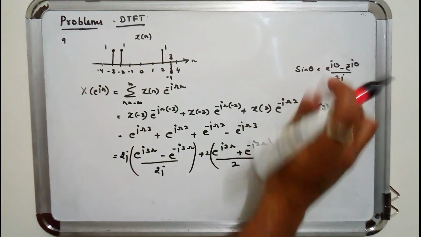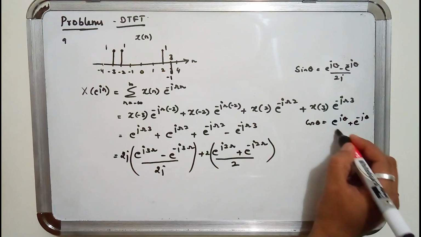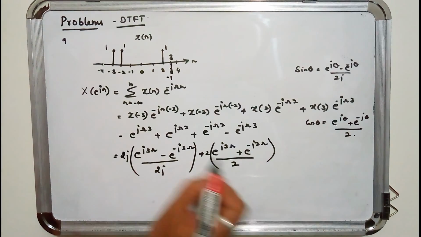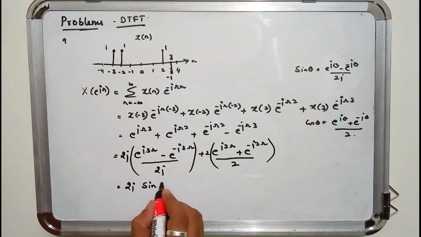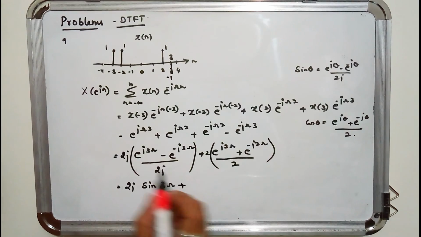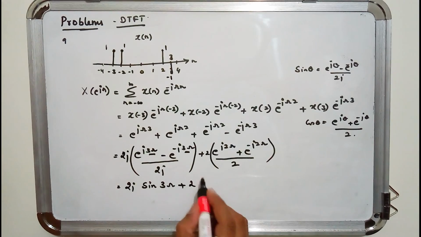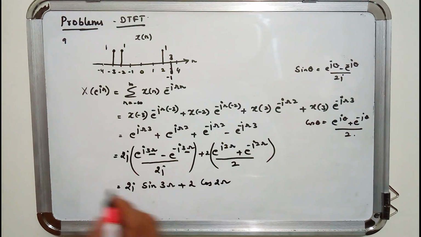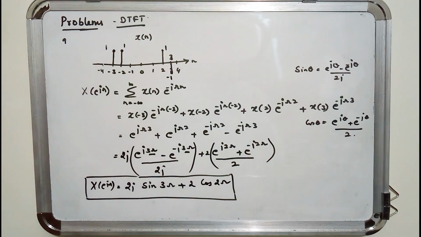Because you have a negative sign in sine theta, whereas in cos theta it is e power j theta plus e power minus j theta by 2. That is why I multiplied and divided by 2 here. So what I will get is 2j into sin 3 omega plus 2 into cos 2 omega, because j theta is 3 omega. So this is my X of e power j omega for the given signal, which is present at minus 3, minus 2, 2 with an amplitude of 1, and at 3 with an amplitude of minus 1.